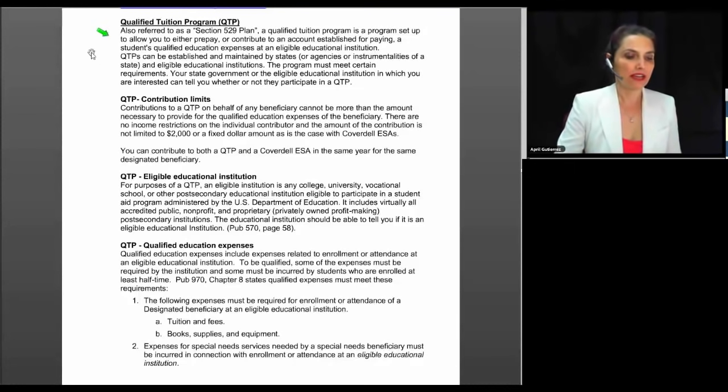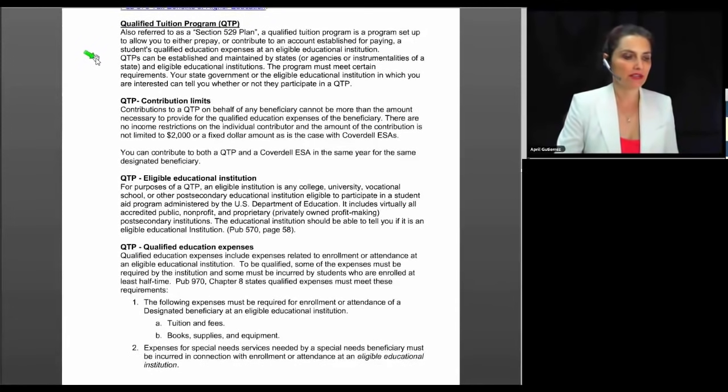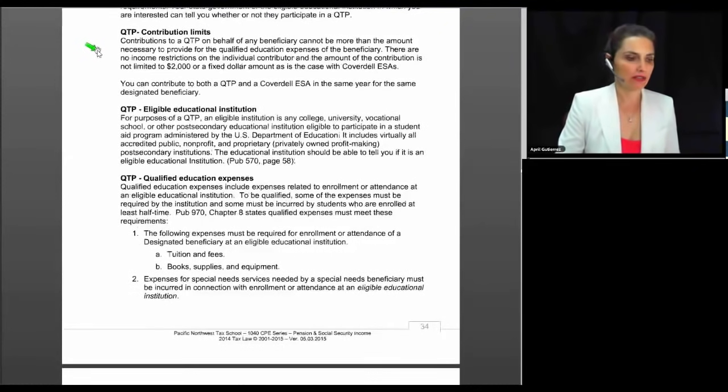Now, a 529 plan, a qualified tuition program, is a program set up to allow you to either prepay or contribute to an account established for paying a student's qualified education expenses at an eligible education institution. QTPs can be established and maintained by states or agencies or instrumentalities of states and eligible educational institutions. The program must meet certain requirements. Your state government or eligible educational institution in which you are interested can tell you whether or not they participate in a QTP.